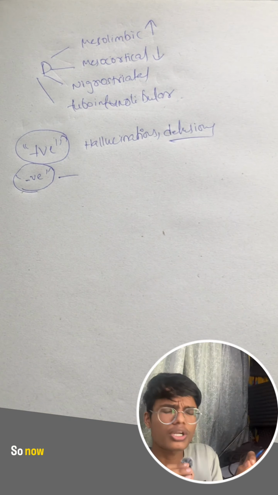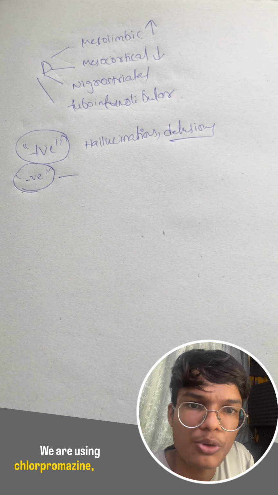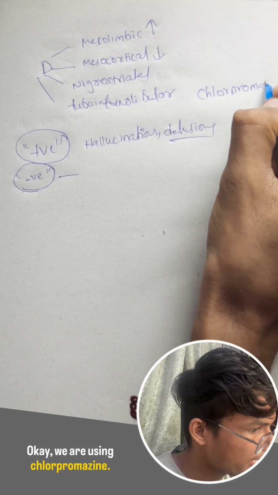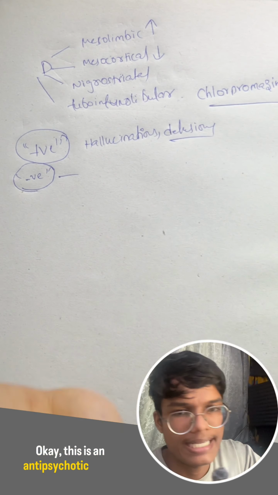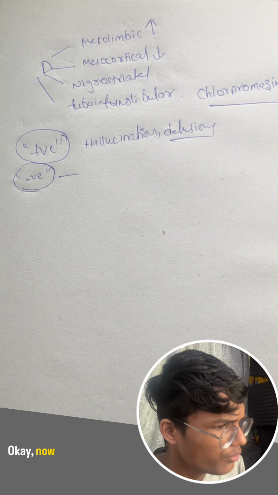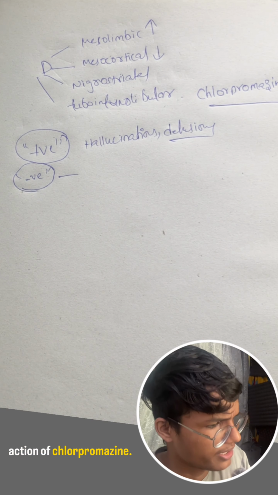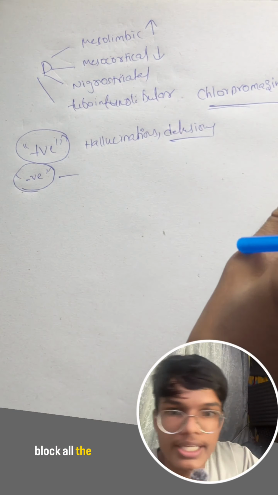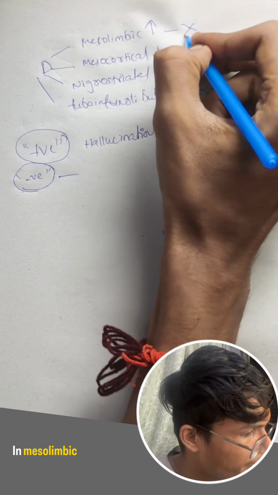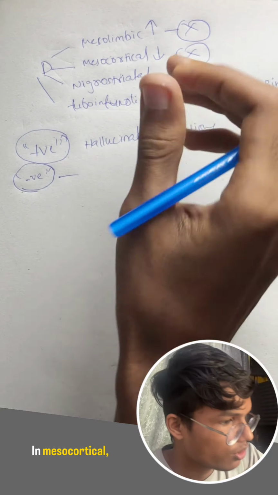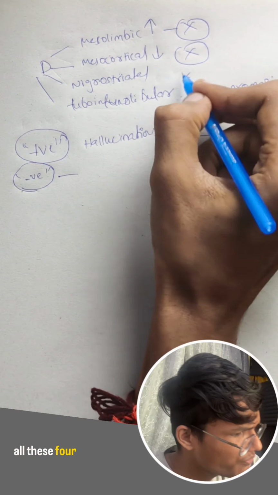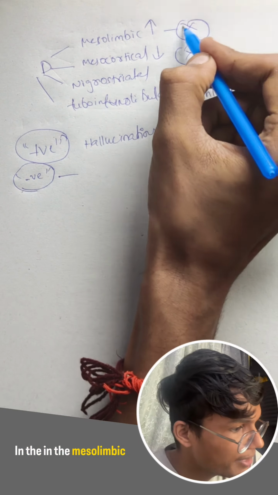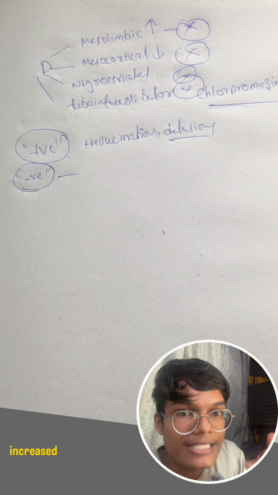So now we are using what drug? We are using chlorpromazine, right? This is an antipsychotic drug. Now we have to know the mechanism of action of chlorpromazine. This chlorpromazine will block the D2 receptors. In the mesolimbic pathway it will block D2 receptors, in mesocortical, nigrostriatal, in all four pathways it will block the D2 receptors. So what happened in the mesolimbic pathway, due to increased dopamine, what is happening?